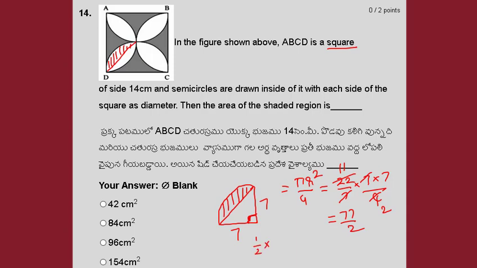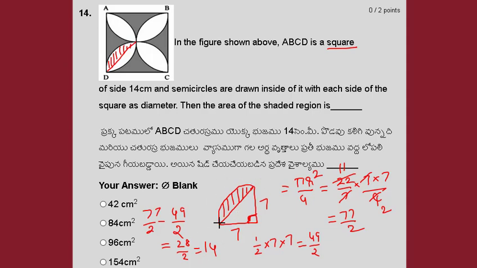Now, area of the triangle is half times base times height. That means half times base 7, height 7. So this is equal to 49 by 2. The shaded region is equal to area of the sector, that is 77 by 2, minus area of the triangle, that is 49 by 2, which is equal to 28 divided by 2, which is equal to 14. So the area of this small shaded part is equal to 14.